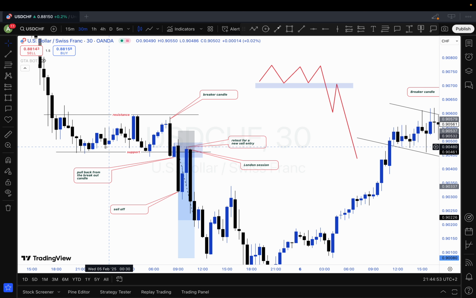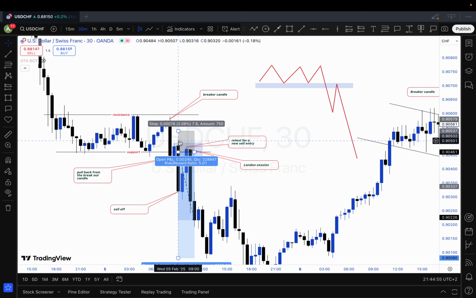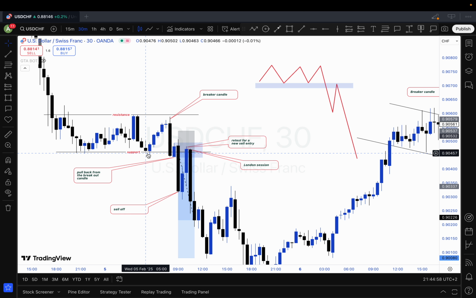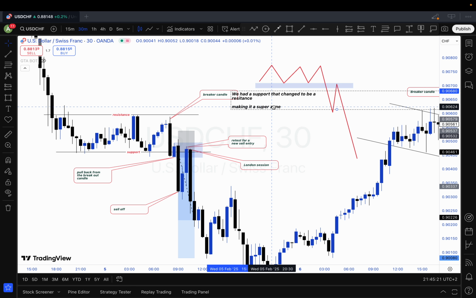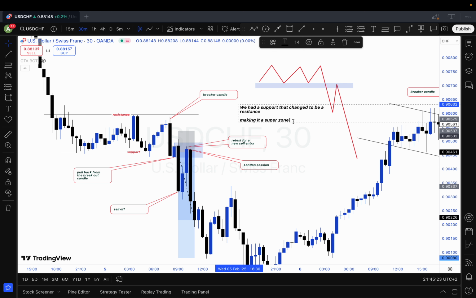Another thing that is here, we have a support, a support, a support, and this has always been a support. But all of a sudden we sold here, that means it was a support that changed to a resistance, making it a super zone. So a super zone is when support changes to resistance. And then what is a super zone? It is a support that changes to resistance, or a resistance that changes to a support.